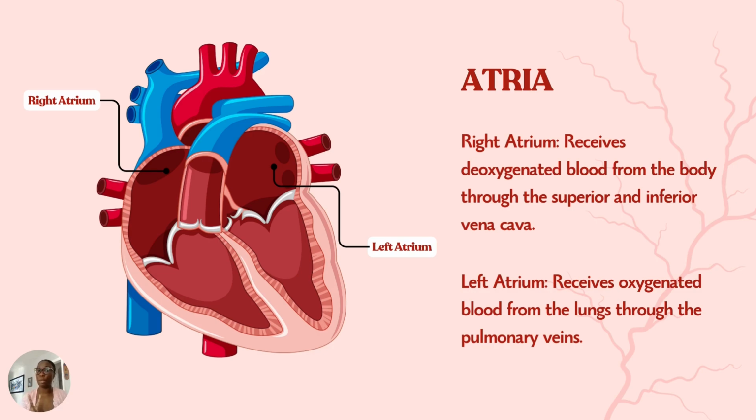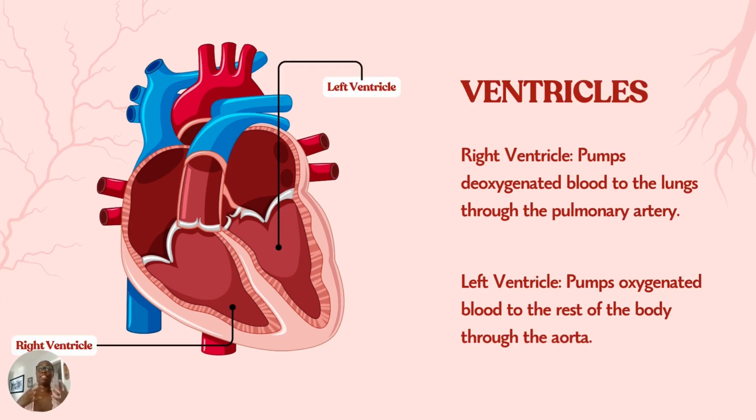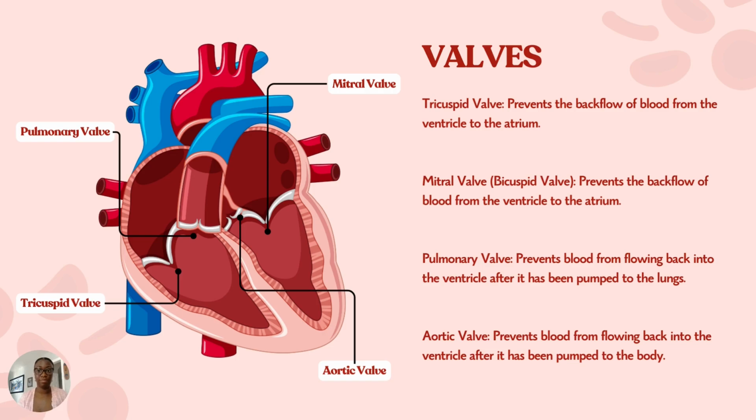But the two upper chambers of the heart are the atria, and there is the right atrium, and then there's the left atrium. Now, the other two chambers of the heart, the bottom chambers, are the ventricles. There's a right ventricle and a left ventricle. And the job of the right ventricle is to pump deoxygenated blood into the lungs. The job of the left ventricle is to pump oxygenated blood out of the heart and to the rest of the body. Now we're going to go over the valves.